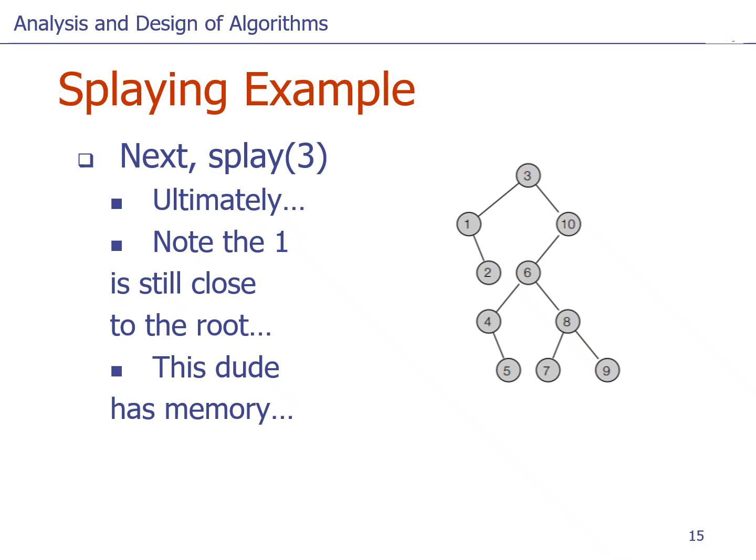the 1 is still close to the root, and this is why we often say that a splay tree has memory. In other words, it remembers who has been accessed frequently, not just the last one. It will look to you at first, when you study it, that since we're always splaying the node we're working with and placing it at the root, this is the one that the data structure remembers. And this is not entirely accurate.